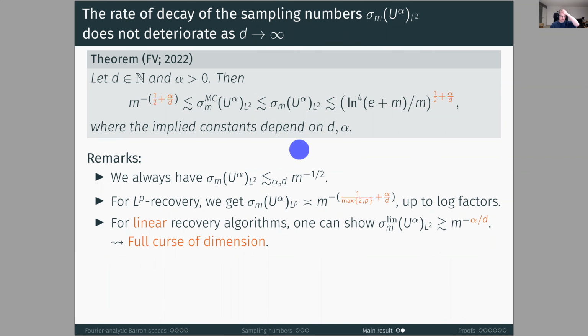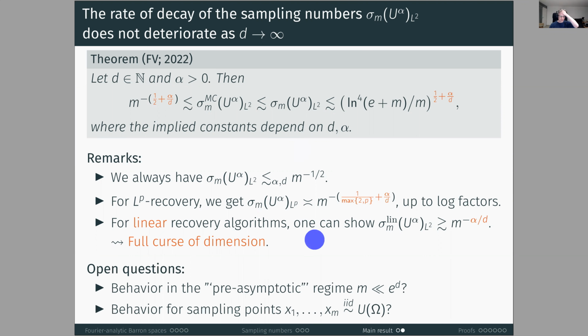And before I go into the proof, starting on the next slide, just two open questions that I am quite interested in studying further. So one is, okay, the implied constants here can depend on d, meaning they can be quite bad. So the question is, what happens in this so-called pre-asymptotic regime where m is not exponentially large in d? So how do the sampling numbers behave then? And the second question is, these sampling numbers, you can choose the sampling points as you want, right? You are completely free in choosing the sampling points.